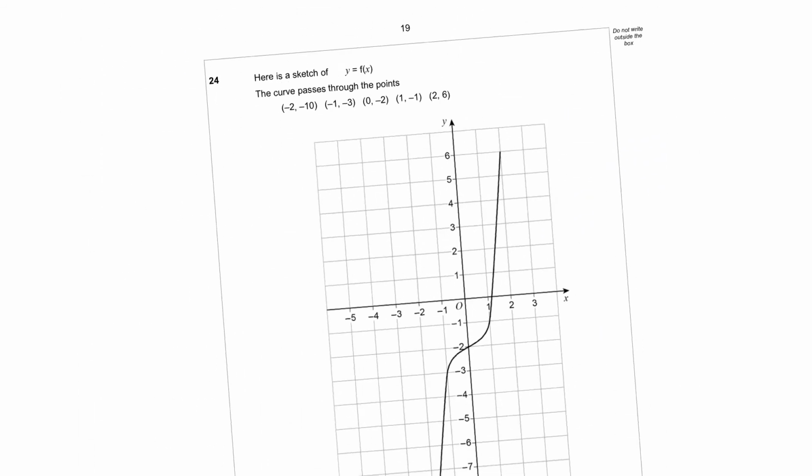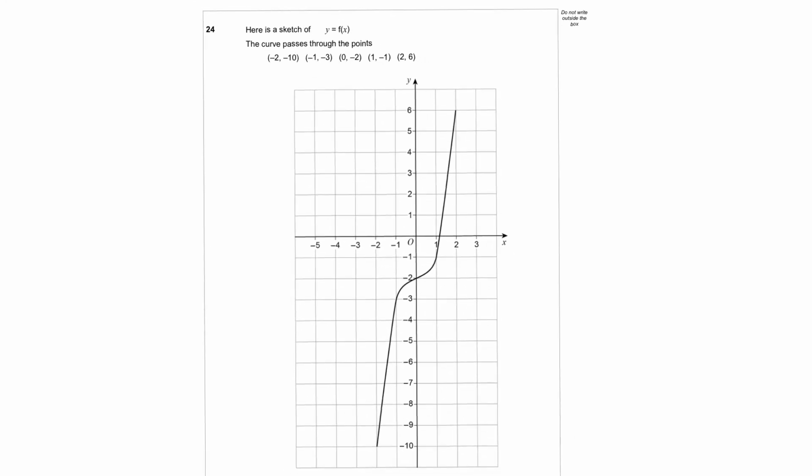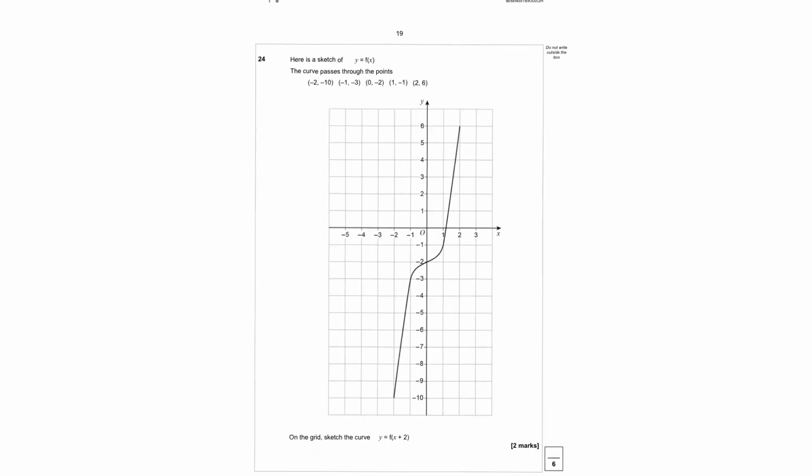So having a look at question 24, it says here is a sketch of y equals f of x. F of x just means a function of a graph. So y is equal to f of x. And it's given us the curve and the points that it passes through. So let me just zoom out to see what it says. So it says on the grid, sketch the curve y is equal to f of x plus 2.